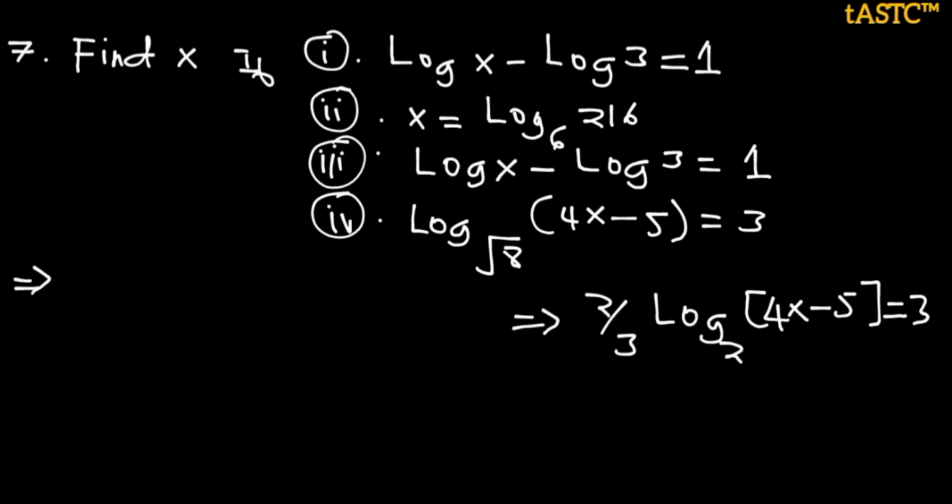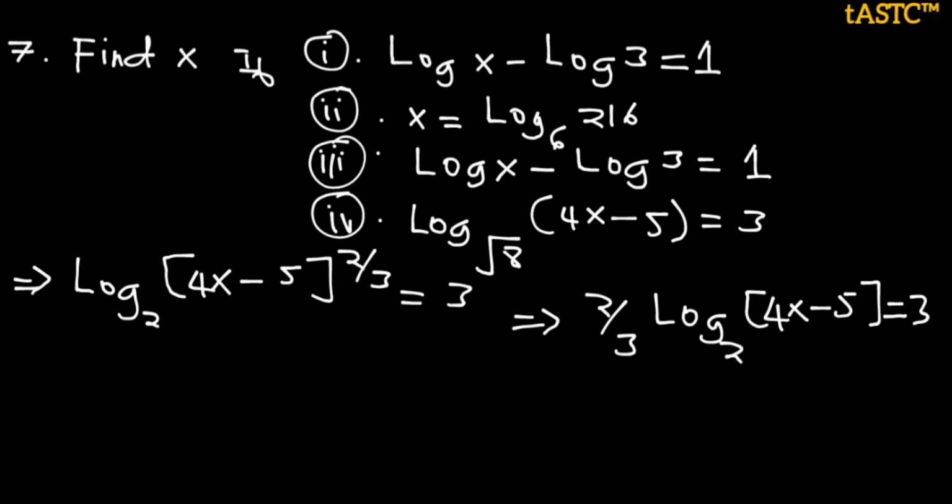So this will give us log to the base 2 of (4x minus 5) raised to the power of 2/3, and this is equal to 3. Now from here, I can express this in exponential form. So that will be 2 to the 3rd, and this will be equal to (4x minus 5) raised to the power of 2/3.